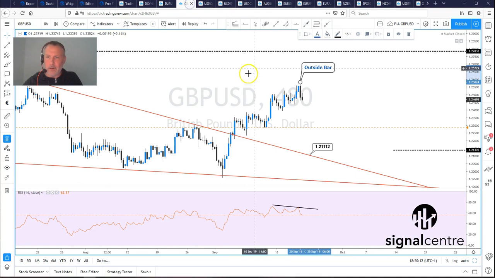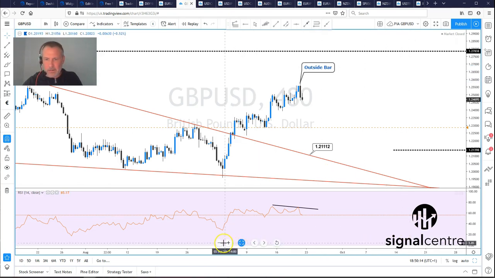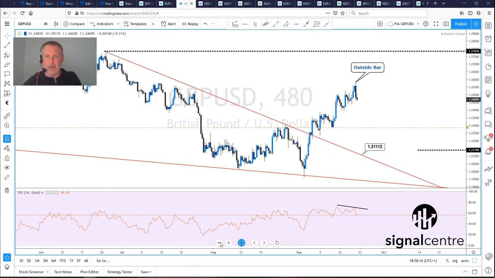Cable, sterling dollar, and this has seen quite a decent rally to the upside. We broke out of this wedge formation higher. I'm wondering whether or not we will actually get quite a deep correction in sterling dollar. We posted an outside bar on the 8-hour chart from Friday's highs. Now that bar often indicates the end of an upward trend and the start of a new downward bias.